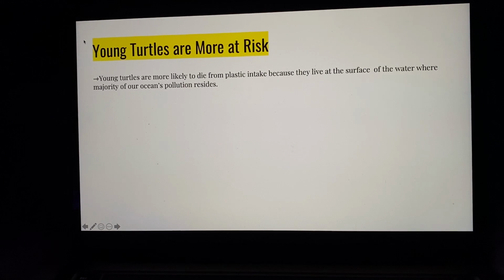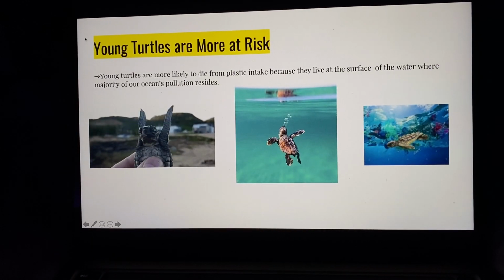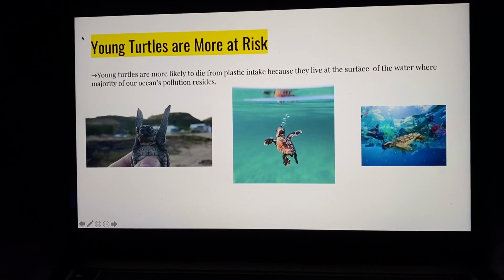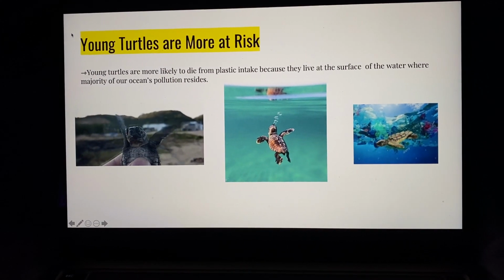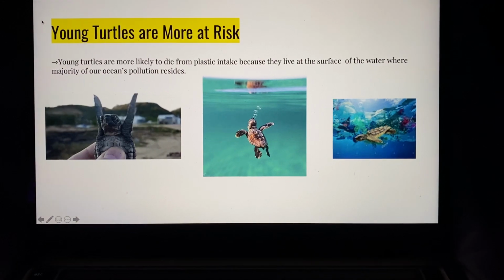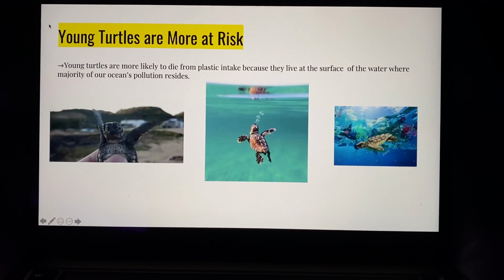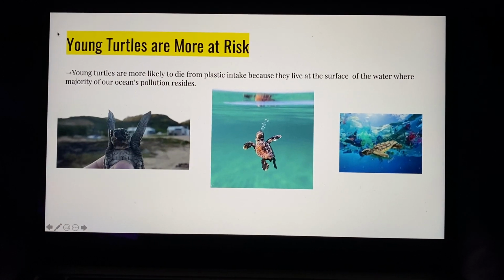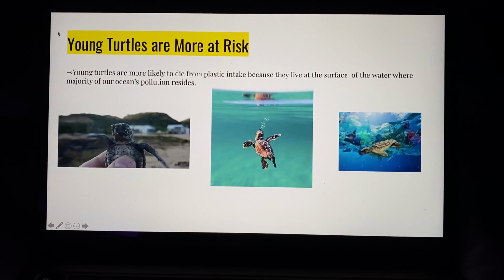And young turtles are actually more at risk of dying because they live at the surface of the water, which is where the majority of the pollution stays and floats for years at a time. So whenever they're swimming at the surface, they're more likely to mistake a piece of trash for food or get it stuck on them.